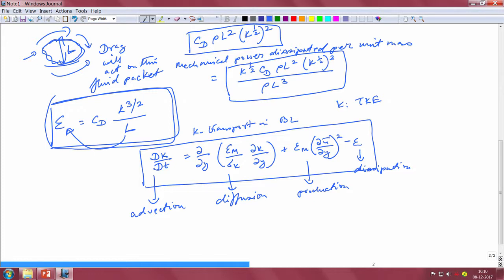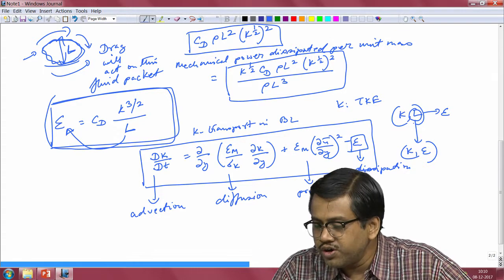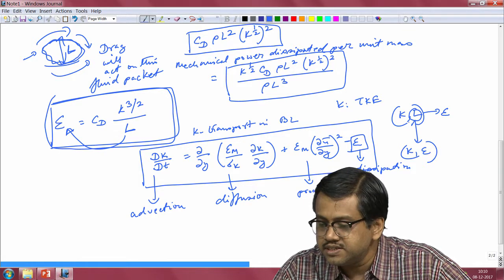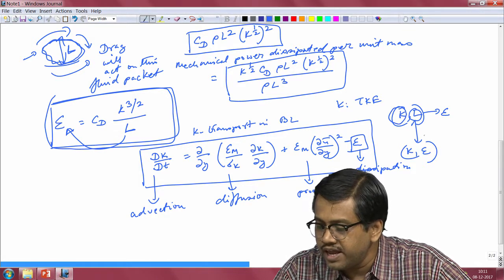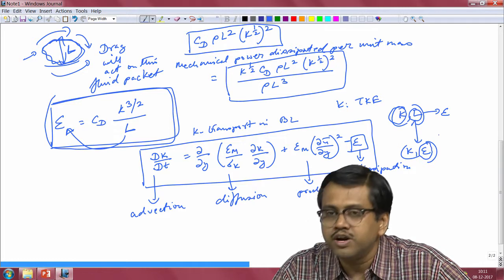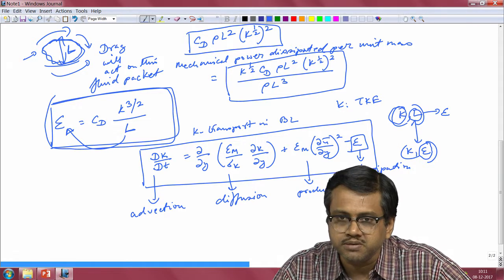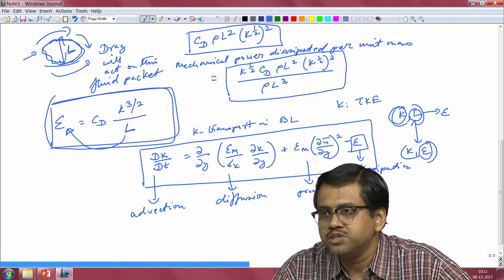So, this dissipation is some kind of an unknown factor over here. Remember, we need an equation for K and we need an equation for L. We showed that this can be reduced to an equation for K and epsilon, because L is basically related to epsilon, which is the dissipation. In order to connect these two quantities, we now have an equation for K. Now, we need another equation for epsilon, for the dissipation, to close the Navier-Stokes equation.